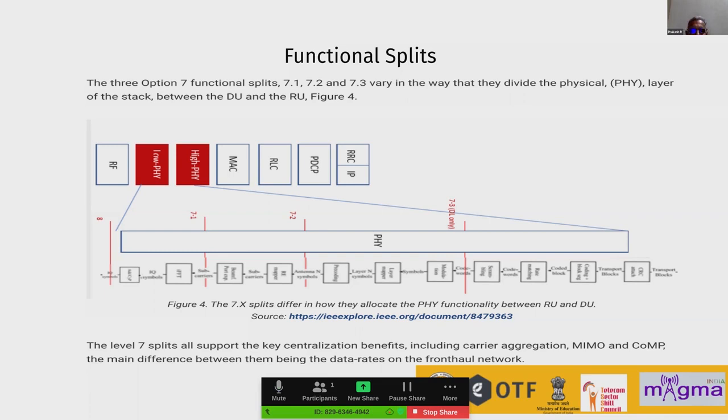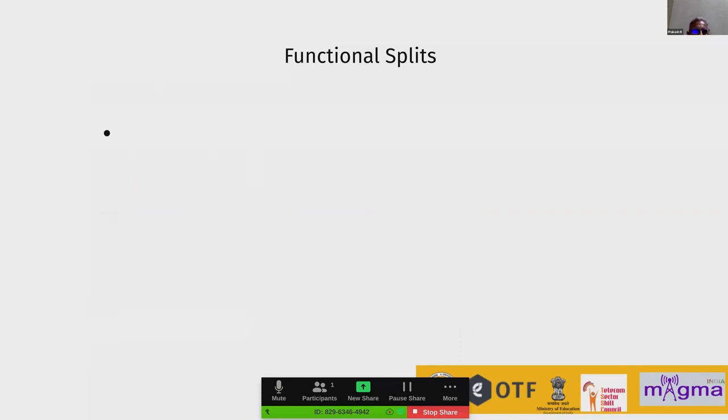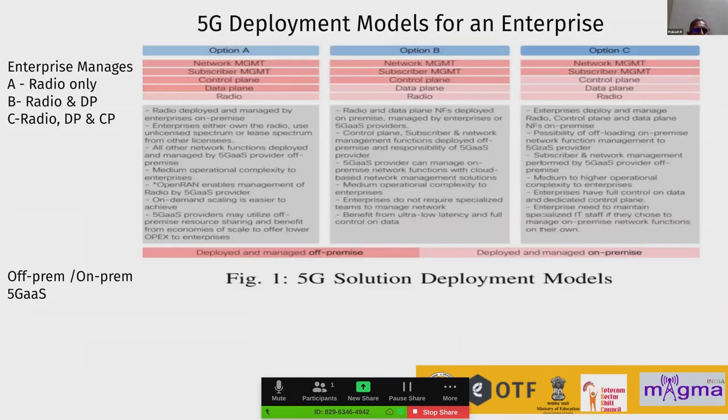So you can optimize depending on your use case, and each provider chooses their own. For example, the preference for Jio in this case is split 6, but for Bharti it is 7.2. So it depends on each one, and they can change also. There is no such thing that you have to use one. It also depends on the IPR and the various things that you hold. So with functional split, 5G can now be deployed in the enterprise also.